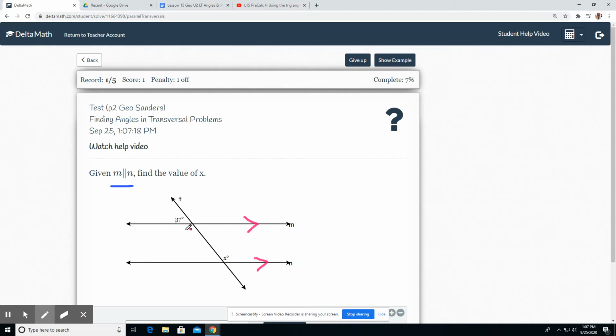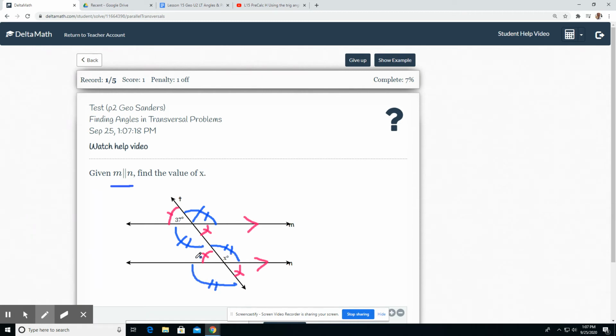Once again, this is that same idea. All the acute angles match. So the acute angles all have to match. These are all 37 degrees. And the obtuse angles have to match. So it looks like X is an obtuse angle.